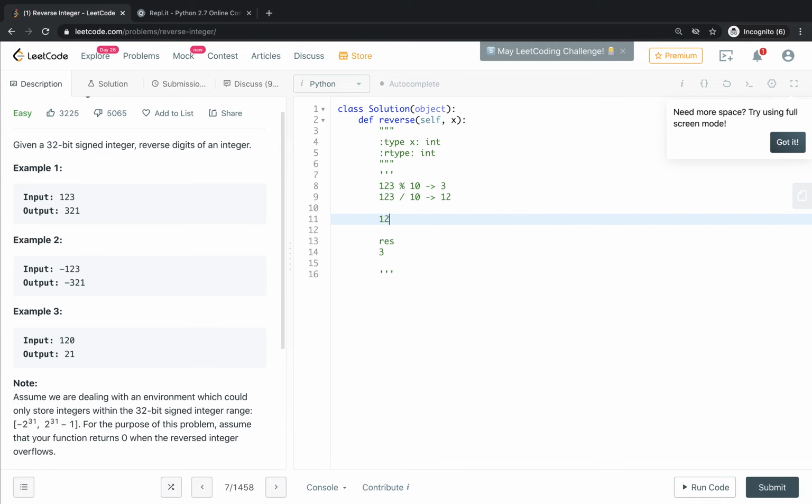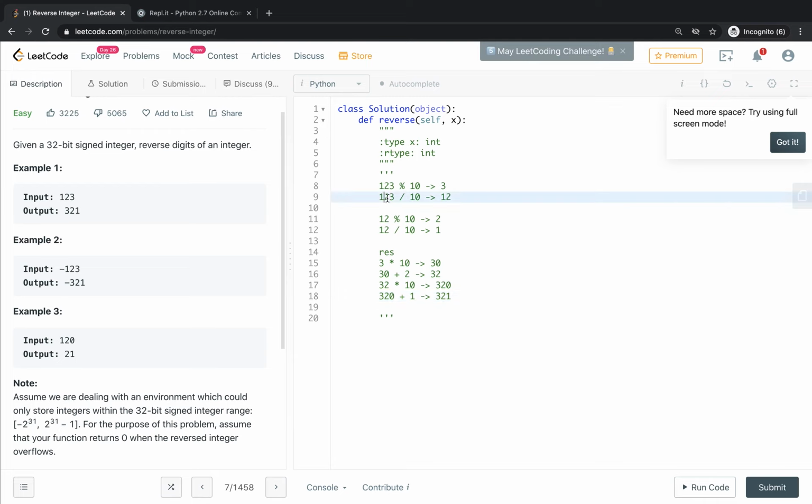Okay? Next you take the 12, mod by 10, get the 2. Take your result, multiply by 10 to get 30, and then add the 2. So 30 plus 2, I get 32. And 12 divided by 10 again, get down to 1, and you take this 1, same thing, 32 times 10, get 320, 320 plus 1 from here gives you 321, and that's your answer, right? So that seems to make sense, pretty straightforward.